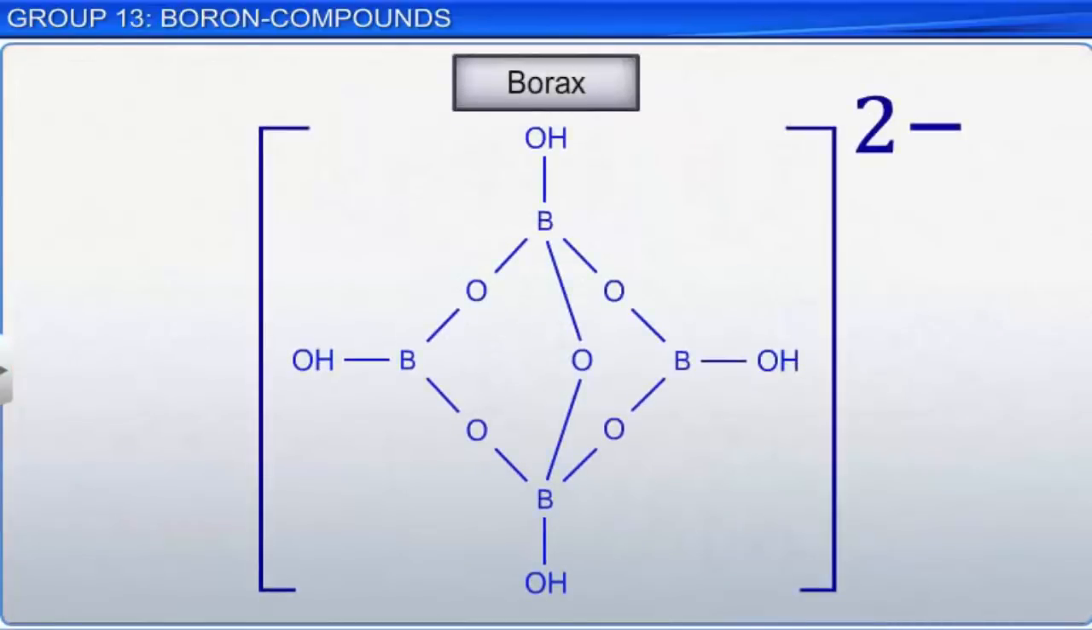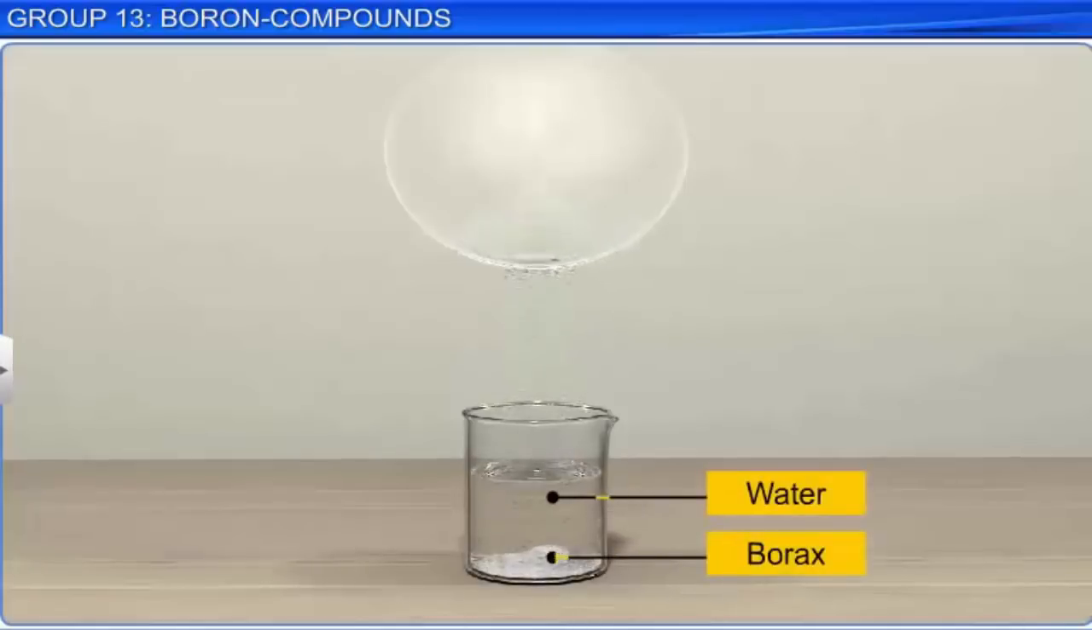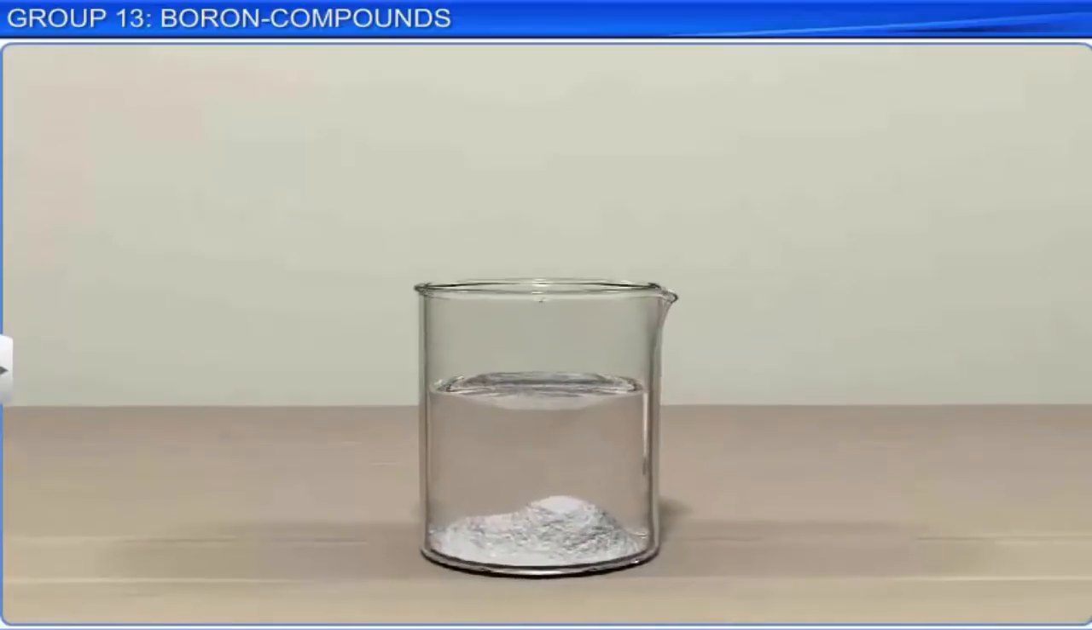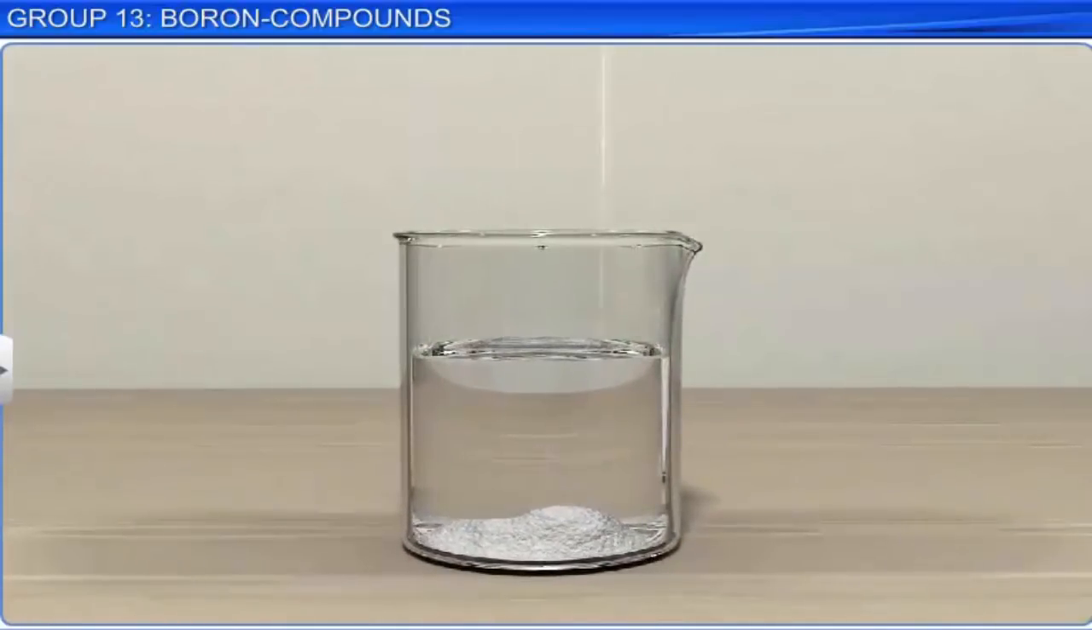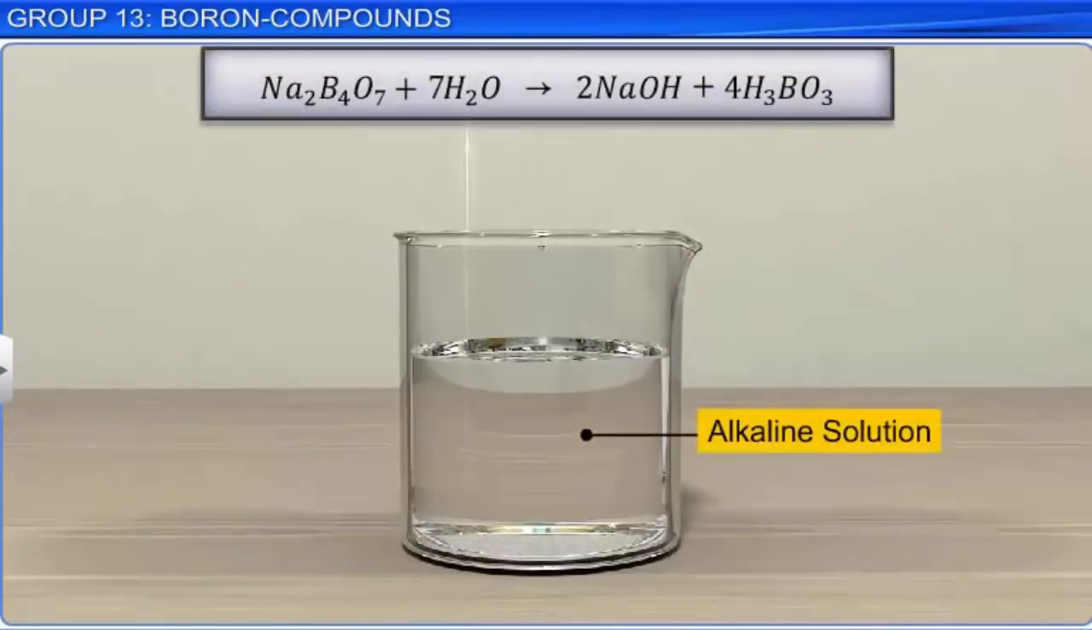Borax actually contains the hydroxyborate ion tetranuclear units, illustrated here. Hence, the correct formula for borax is Na2B4O5(OH)4·8H2O. Borax dissolves in water and the resulting solution is alkaline. As shown in the reaction, when borax is placed in water, sodium hydroxide is produced.